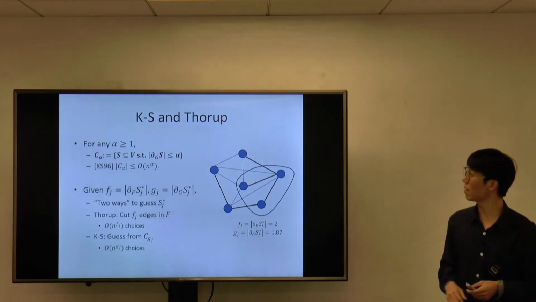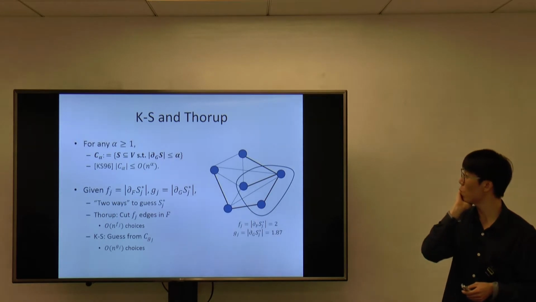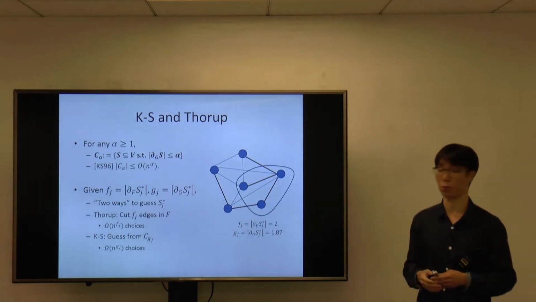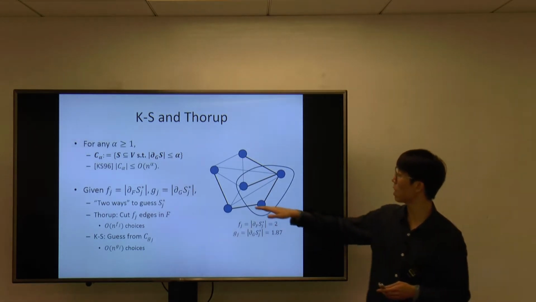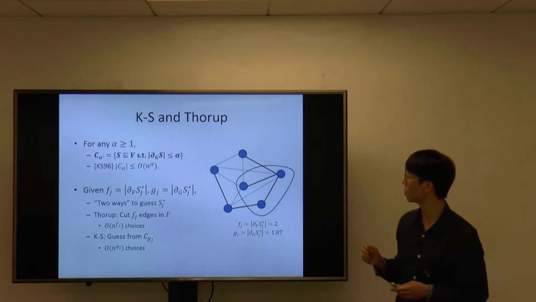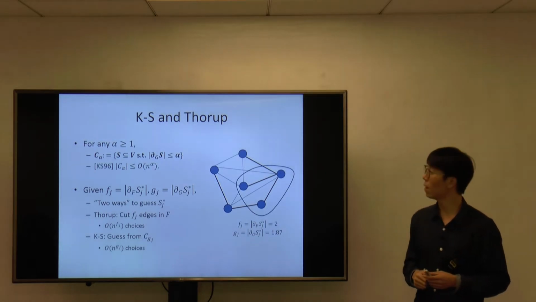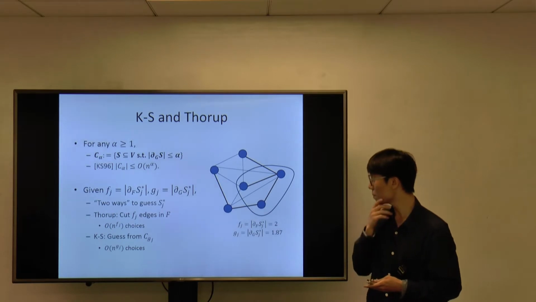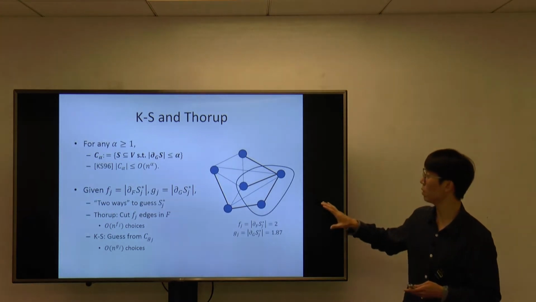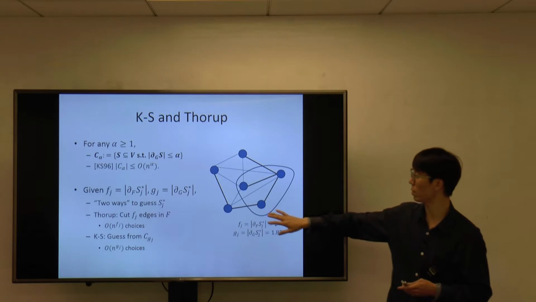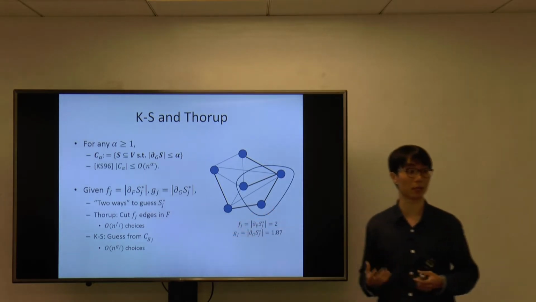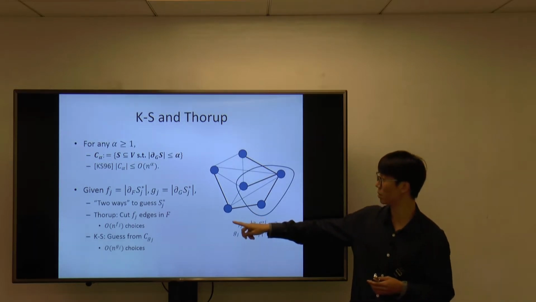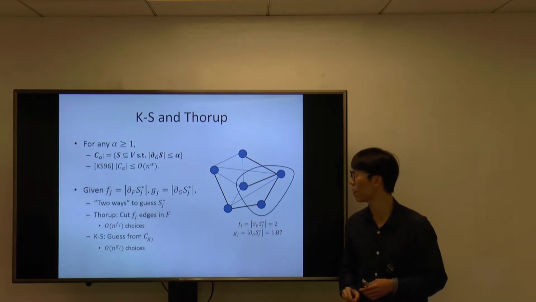Okay? But given this, we have another way to enumerate all the k cuts based on Thorup's approach. Suppose that we are trying to guess one component Sj star, and we know what Fj is and we know what Gj is. Then one way to guess Sj star is just the usual way. Okay? Cut Fj edges of the tree first and then guess what Sj star is. If we do this, we cut Fj edges from the tree, so we're gonna have n to the Fj choices.